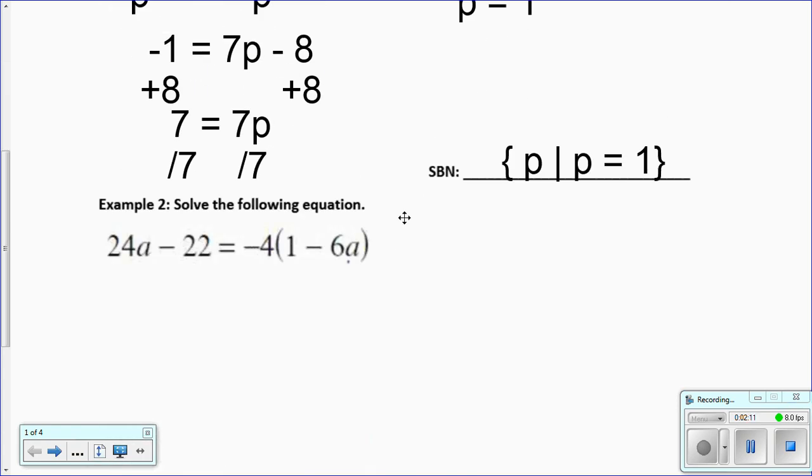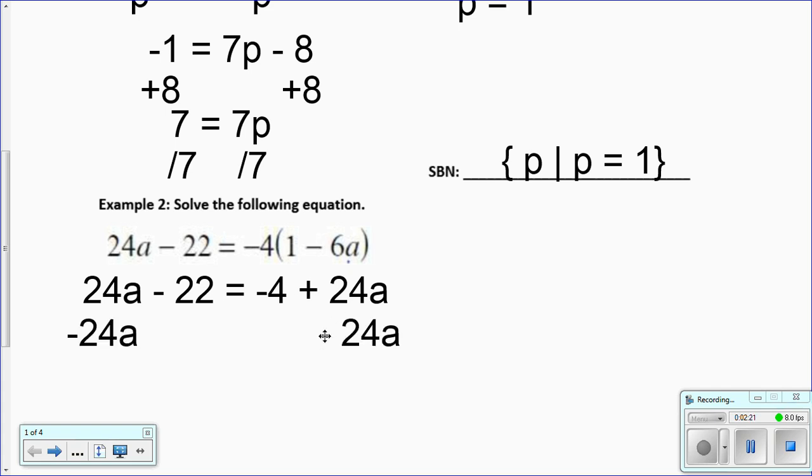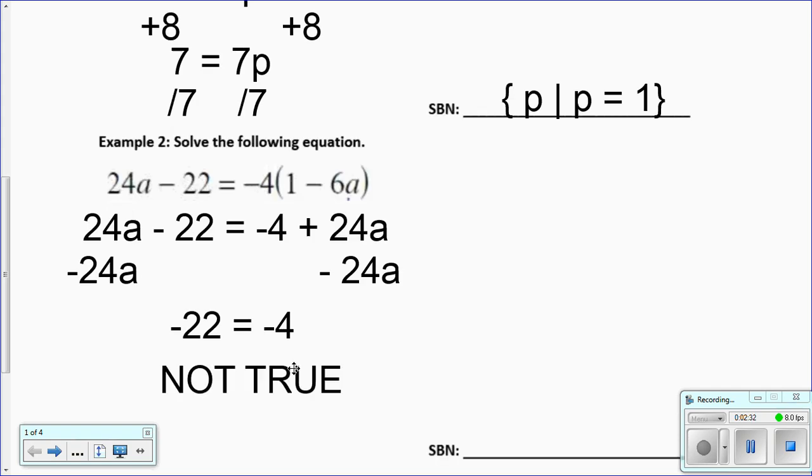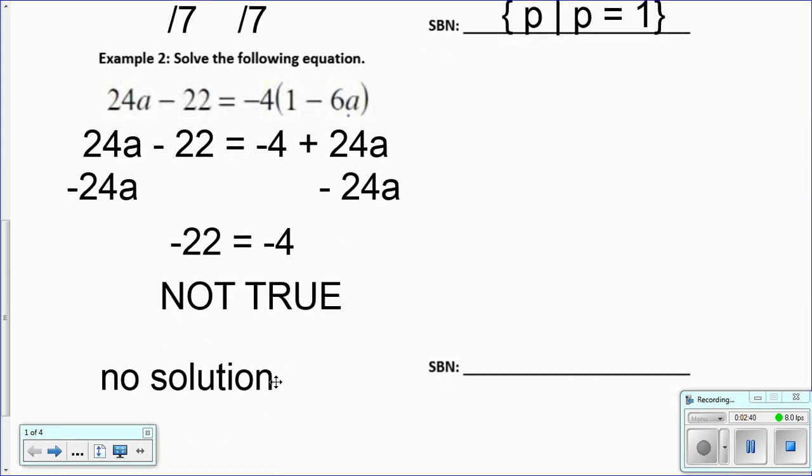Solve the following equation. So first I'm going to distribute this negative 4. So I now have negative 4 plus 24a. Now I'm going to go ahead and get all my variables to one side. So I'm going to subtract 24a from both sides. I end up getting negative 22 equals negative 4. So here's an example where variables are gone, and I'm left with a false statement, because that's not true. So because it's not true, it means it doesn't matter what I put in for a, it'll always get canceled out, and I'm left with a false statement. So that means I have no solutions here.